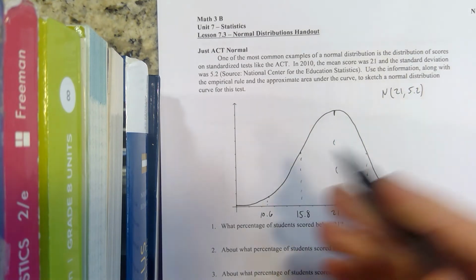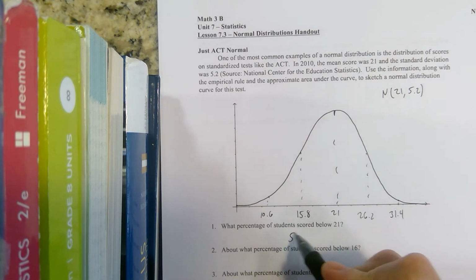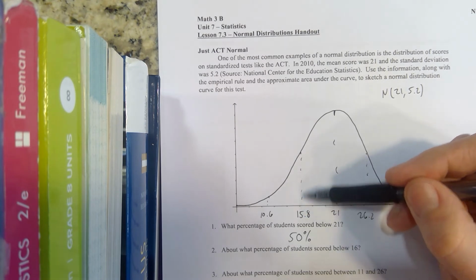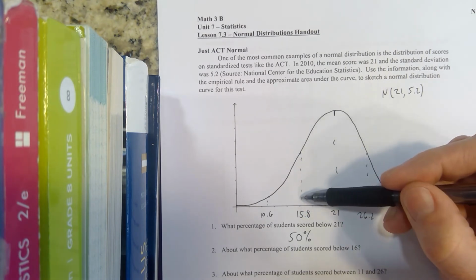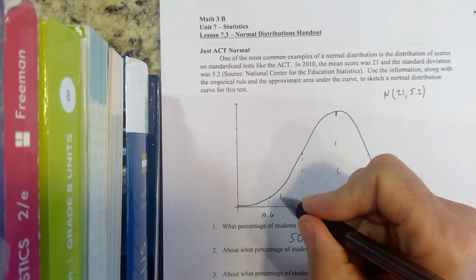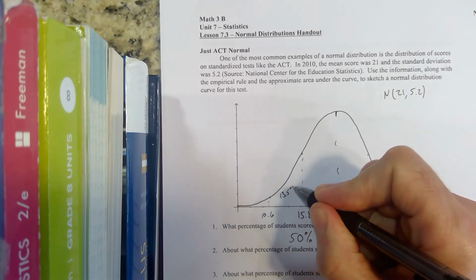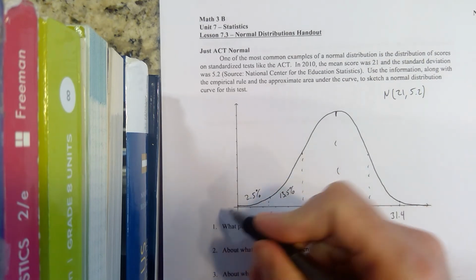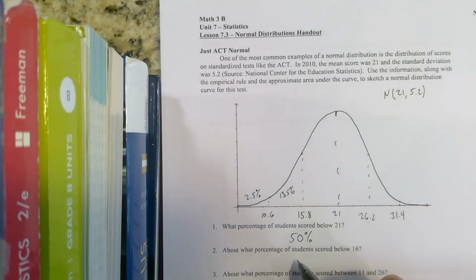Okay, what percent of the students scored below 21? Well, 21 is the mean, so half. About what percentage of students scored below 16? Okay, well, 16 is about here, so we're saying from here over, hopefully you remember that would be 13.5% right there, and then this whole bit would be 2.5%, right? If I just keep going. So about 16%.